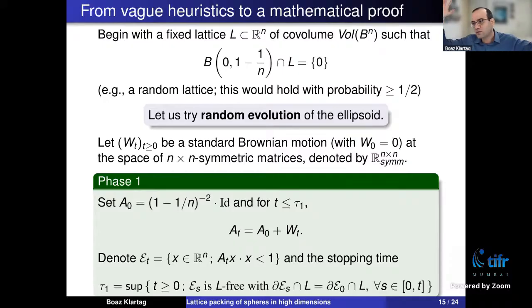There is a canonical process called the Dyson Brownian motion, standard Brownian motion in the space of matrices, and this is what I do. So I begin with the matrix A_0, which is just, ignore this factor, just the identity, and I let A_t be the identity plus noise. W_t is noise. But remember that I need to stop whenever I hit a non-zero lattice vector. So whenever tau_1 is a stopping time, I stop my process when I reach one point on the boundary.